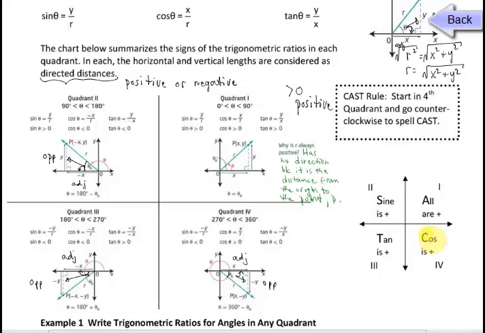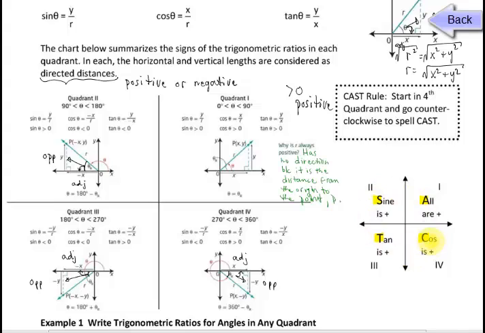So in the fourth quadrant, we start with C for the first letter of CAST, and then in the first quadrant we have A for the second letter in CAST. In the second quadrant we have S for the third letter in CAST, and in the third quadrant we have T for the fourth letter in CAST. So if you start in the fourth quadrant, go counterclockwise, spell CAST.